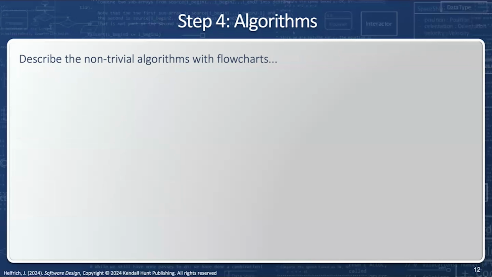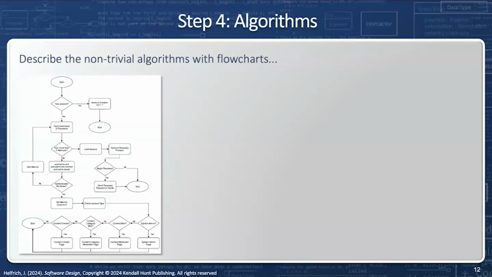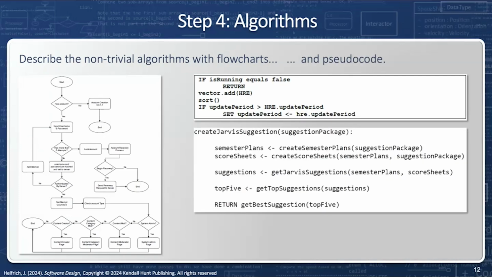So the first method we can use is a flowchart, and a flowchart is very good for decision-heavy algorithms. In this case, I have a very decision-heavy algorithm where I'm going to start at the upper left-hand corner and finish at the bottom left-hand corner. Or a pseudocode. And the pseudocode is useful when I have loops and other complex algorithms.